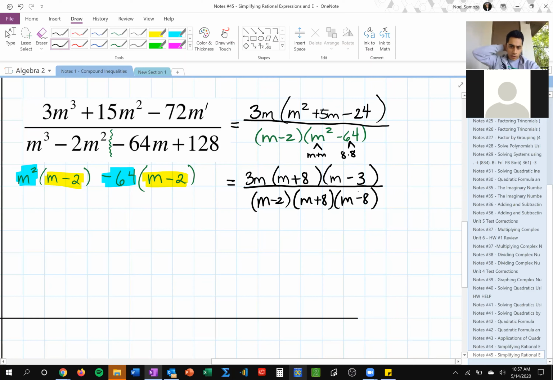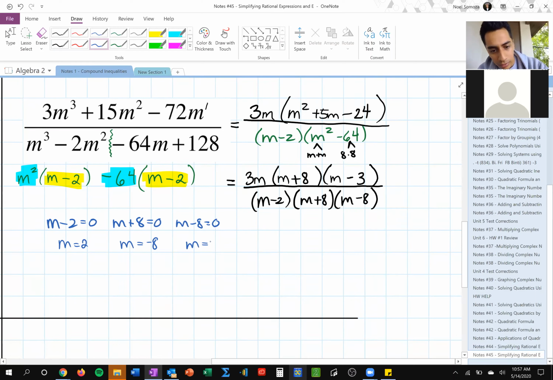Okay, so in this case, I have 3 possible factors, so I'm going to have 3 different excluded values, all right? So there's 3 different equations you're going to want to write. You have m minus 2 equals 0, you have m plus 8 equals 0, and then you have m minus 8 equals 0. Okay, so here when we solve them real quick, you could add 2 to both sides, so m is equal to 2. Here you could subtract 8 from both sides, so m is equal to negative 8. And if you add 8, now m is equal to 8.